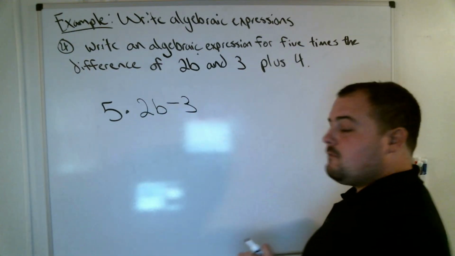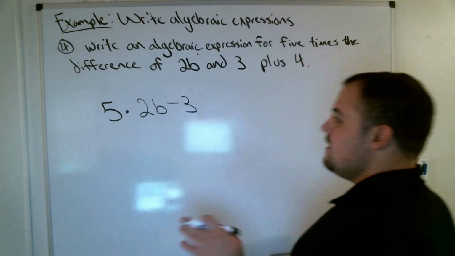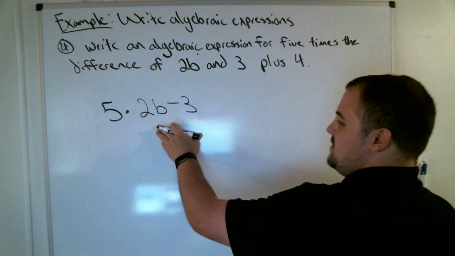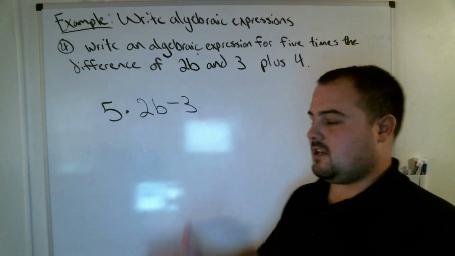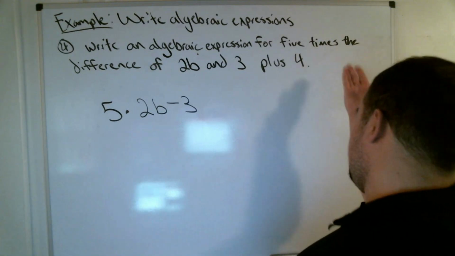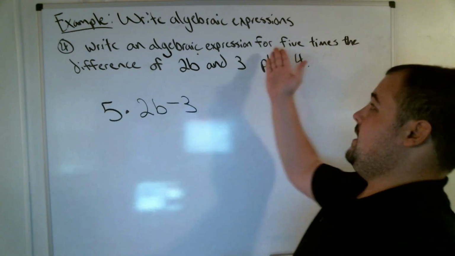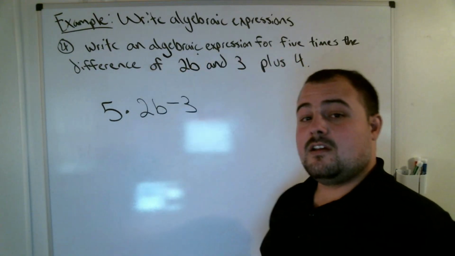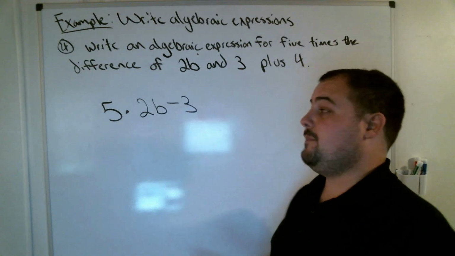But if we remember the rules of PEMDAS from 4th grade, 5th grade, 6th grade, 5 times 2b would normally have to happen first. But it doesn't say that we're just going to take 5 and multiply it by 2b, or the problem would actually say 5 times 2b. This actually says that we're going to take 5 times the difference. So that means we need to have the answer of subtraction before we actually multiply by 5.